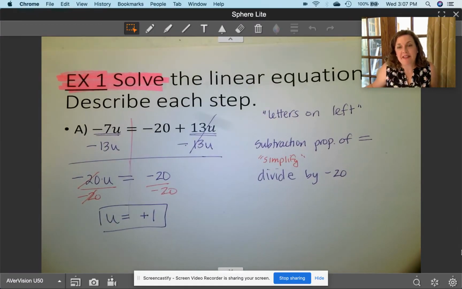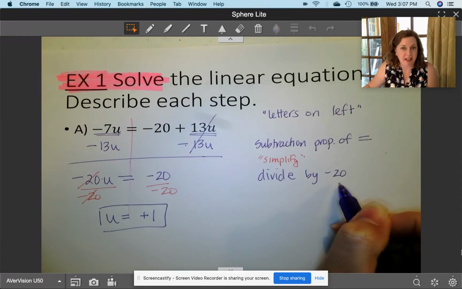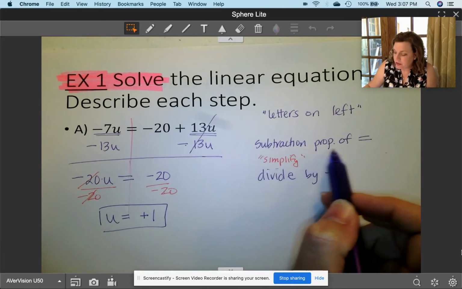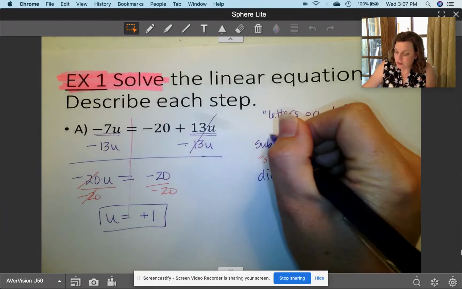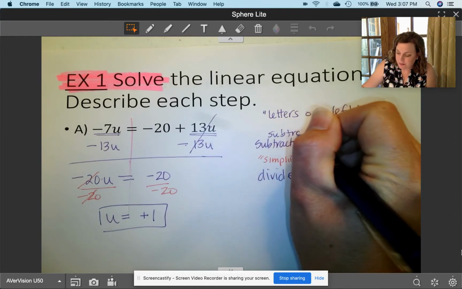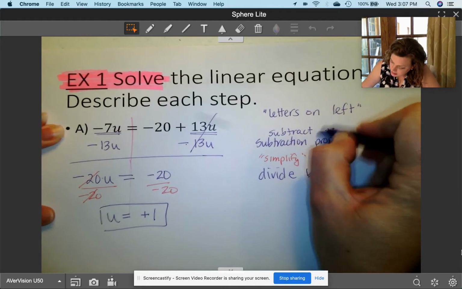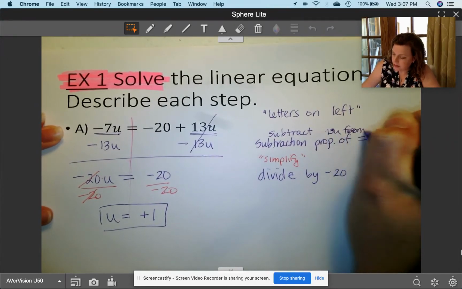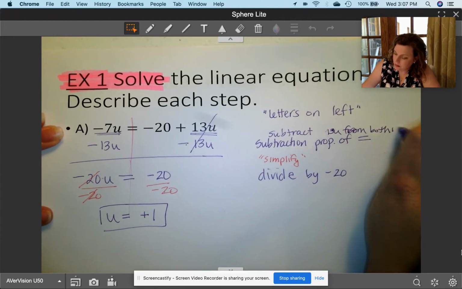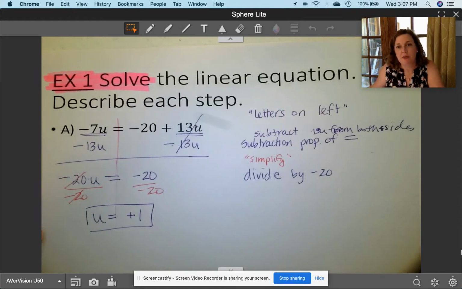All right, so I just went and checked, and they use very simple statements like divide by negative 20. Here's subtraction property of equality. In the drop down, they just said subtract 13u from both sides. Oh my God, I can't write. So they use very simple statements. That's good. So subtract 13 from both sides.